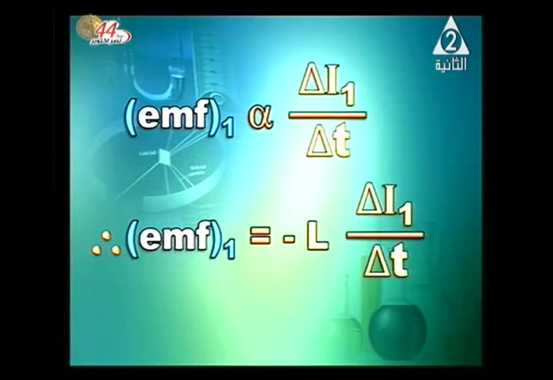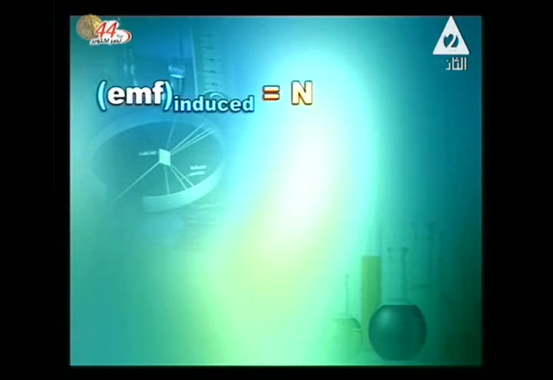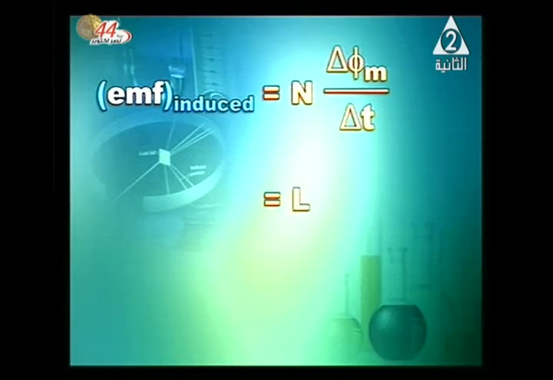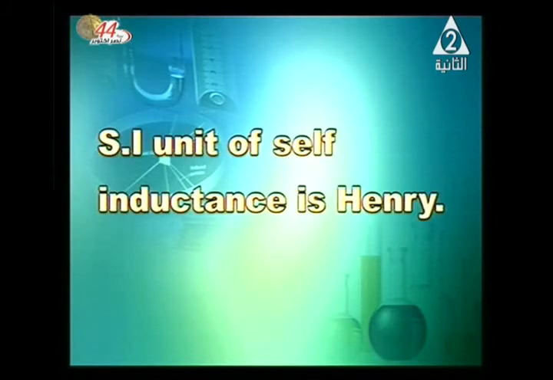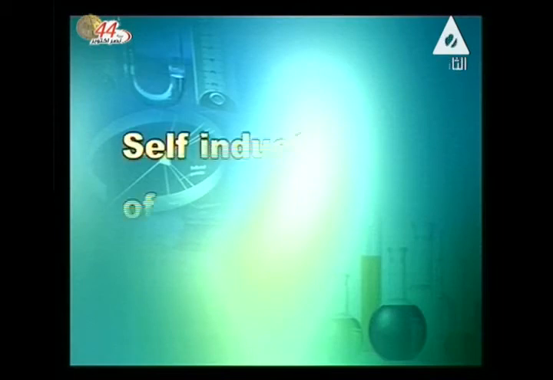And from Faraday's law we can say EMF is equal to N delta phi magnetic over delta T, and it is also equal to L delta I over delta T, so we can say L is equal to N delta phi over delta I. Okay. The SI unit of self-inductance is Henry. So Henry has two definitions, one according to mutual induction and the other according to self-induction.